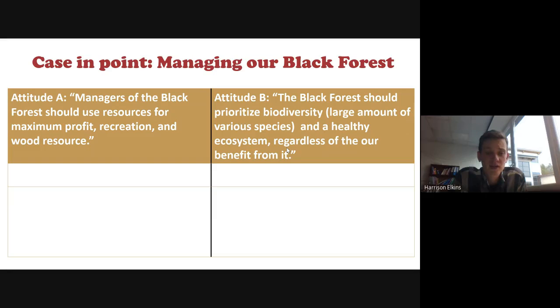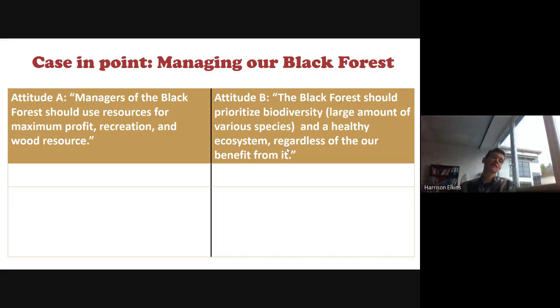Hey, we've got a lot of trees. Let's use that for firewood. Let's use these to build parks. Okay, let's try to use these resources so that we can get as much money as we can. Second person might say, oh, the Black Forest should prioritize biodiversity, meaning we have a lot of species, and let's prioritize a healthy ecosystem. Regardless of if we benefit from it, we need to have a healthy ecosystem.